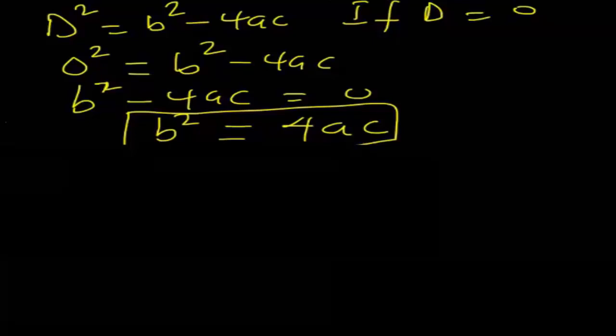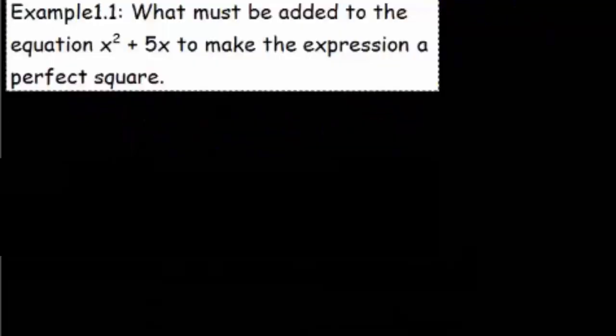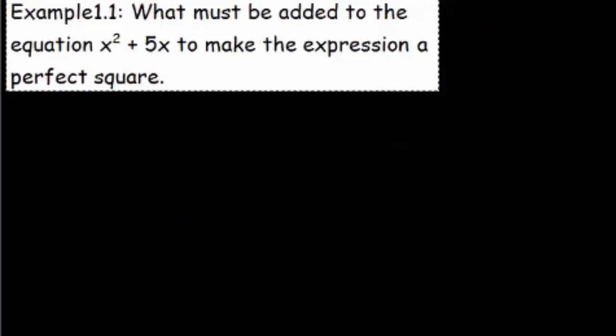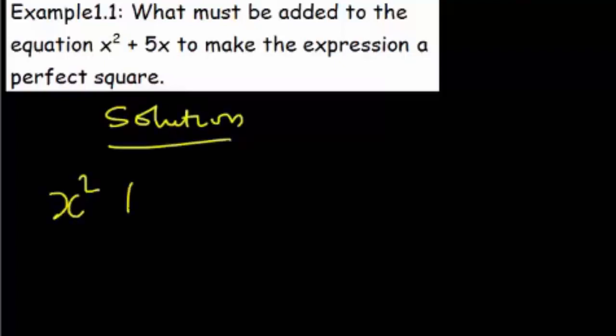So let us see how we can apply this formula. Now let us apply what we have just proved to this question on the board. What must be added to the expression x squared plus 5x to make it a perfect square? Solution. The expression given to us is x squared plus 5x. Let's assume that what must be added to it is k to make it a perfect square. So I'm looking for k.